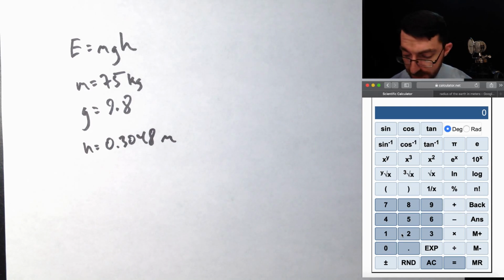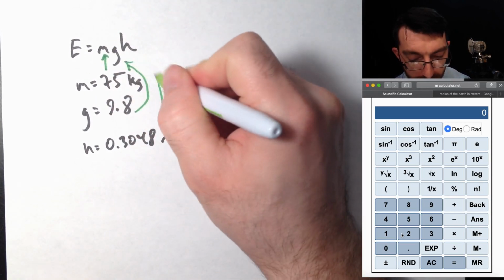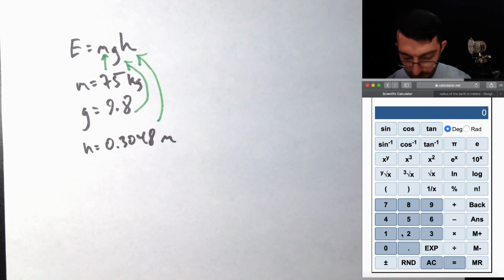It's a very basic calculation. All you need to do is plug these three into this equation, and that'll be 75 m times 9.8 g times h, 0.3048. All right, that's how much energy it would take. The amount of energy it takes is 224 joules.